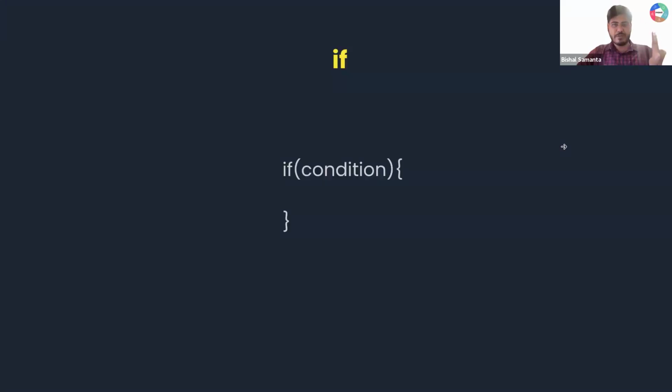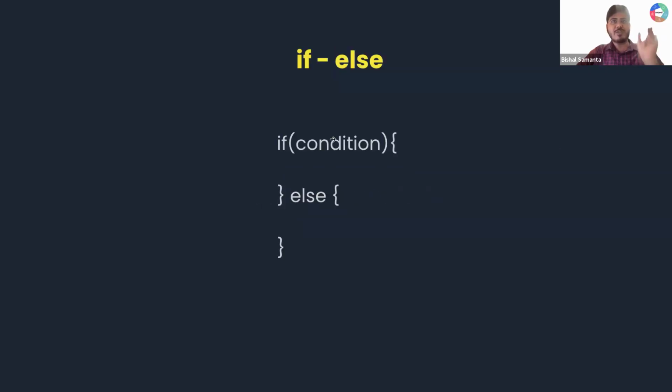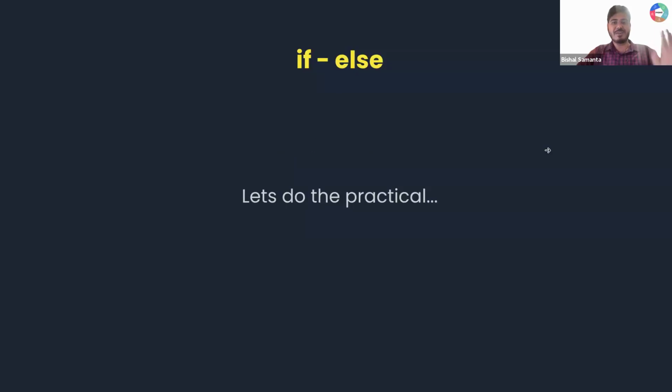So we understand if, we understand else also. So this is the syntax for else also, right? The else block will be running when my condition is false. The if block will be running if my condition is true. Okay, do you want to solve some questions now?